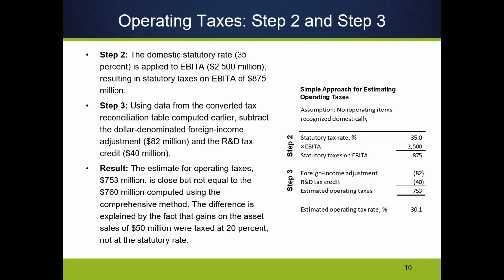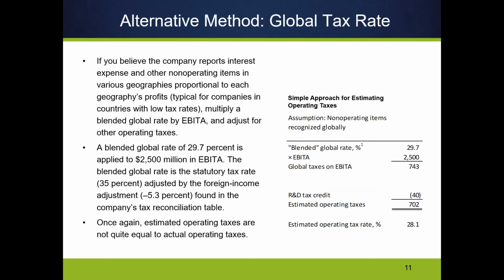So we have a secondary method which is a little broader. Because it's broader, it's not going to be as close for a firm like this. And this is called the global tax rate. So instead of starting with the domestic statutory rate, I should start with a blended global rate based on the tax rate of the foreign operations or of all the countries where we know the firm has operations.